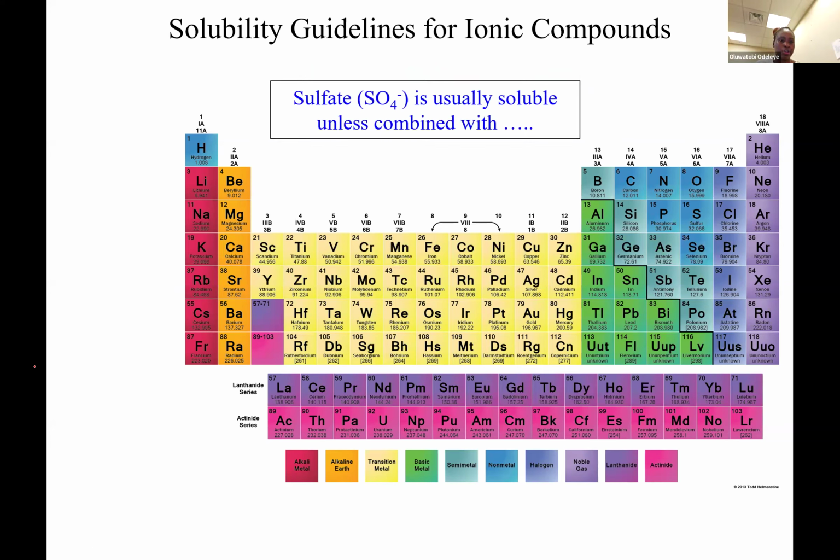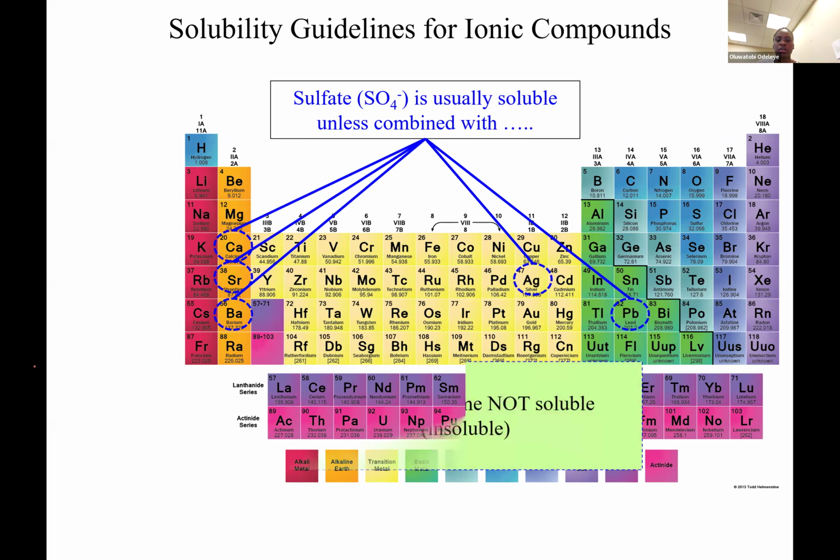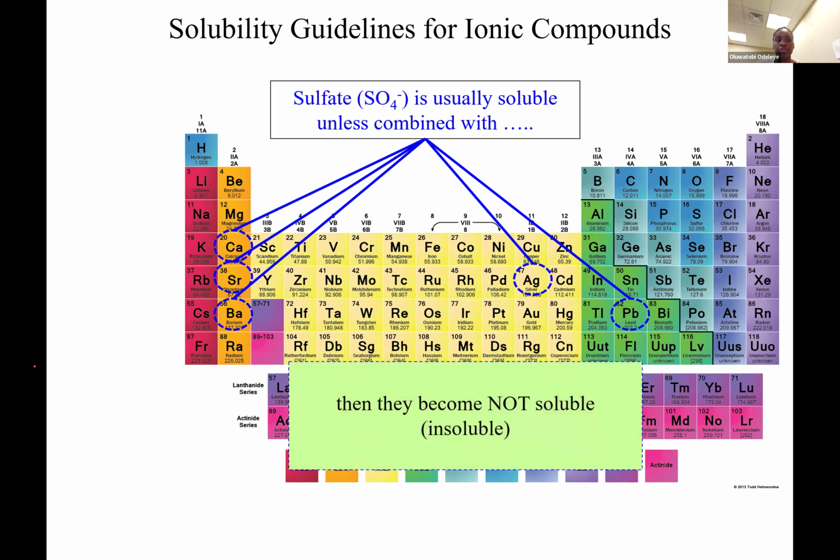Sulfates are typically soluble, unless they combine with barium, silver, and lead. Then they become not really soluble. They are also not soluble with calcium and strontium. So again, sulfates with group 2 are not soluble, and also with lead and silver, they're not soluble.